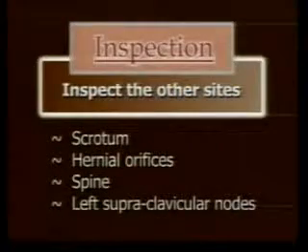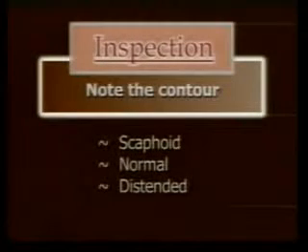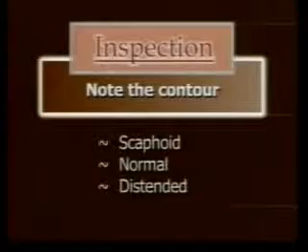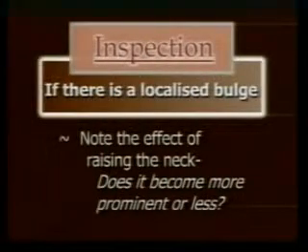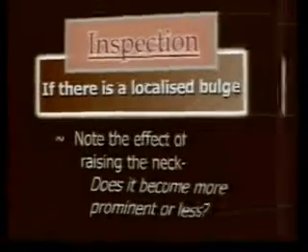This completes the inspection. Remember to inspect the 4 sides out of the abdomen: scrotum, hernial orifices, spine and the left supraclavicular lymph nodes. To revise, on inspection, note the contour of the abdomen, whether scaphoid, normal or distended. Look for a localized bulge, and if localized bulge is seen, note the effect of raising the neck.